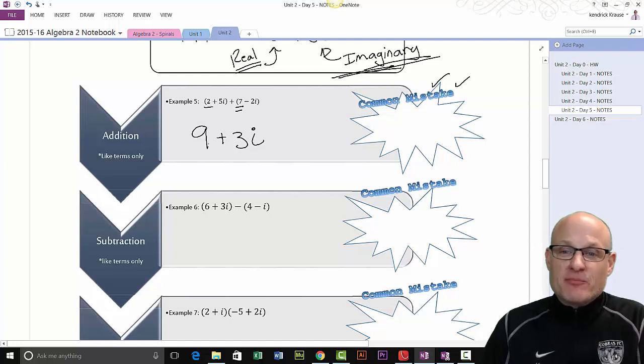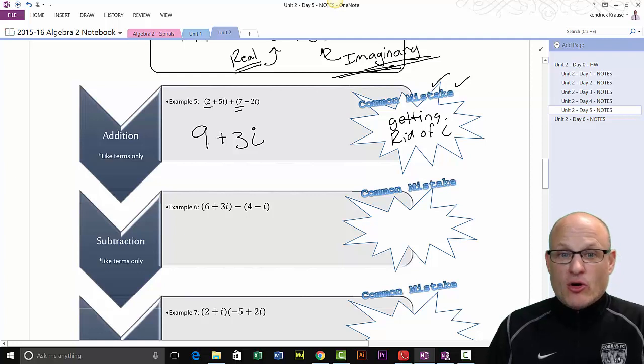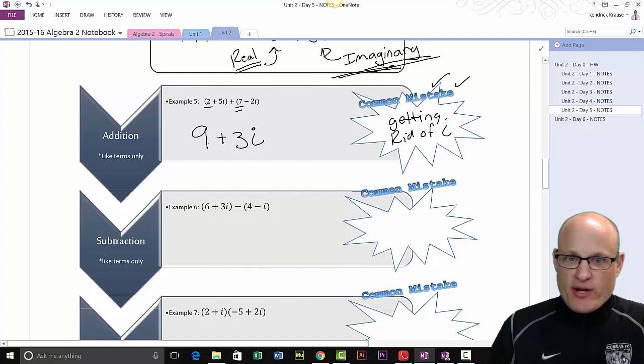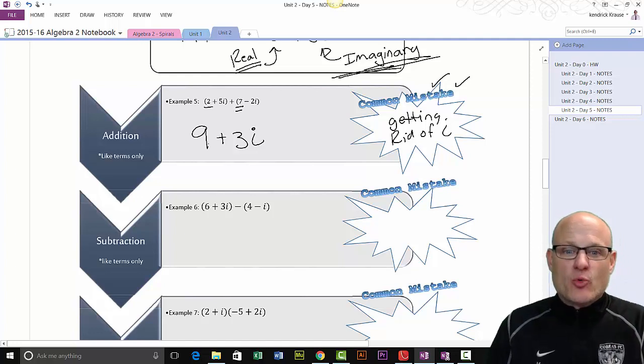The common mistake made here would be getting rid of the i, like just subtracting the i and then just combining it. Like, oh, if I had 5 i's and I take 2 i's away, I'm only left with 3 because the i's kind of subtract. No, they don't. Remember, you've got to treat the i's as variables as well.